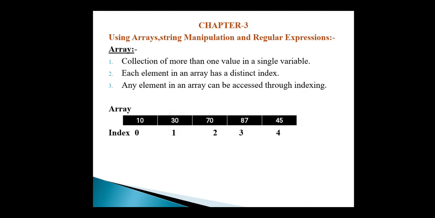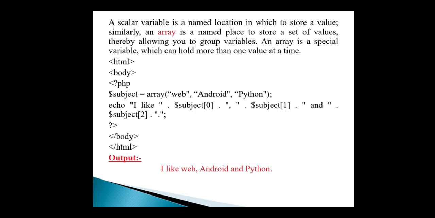Here you can see the values in an array, that is 10, 30, 70, 87 and 45, and the indexes begin from 0, 1, 2, 3, 4. It is a collection of more than one value in a single variable. A scalar variable is a named location in which to store a value. Similarly, an array is a named place to store a set of values, thereby allowing you to group the variables.